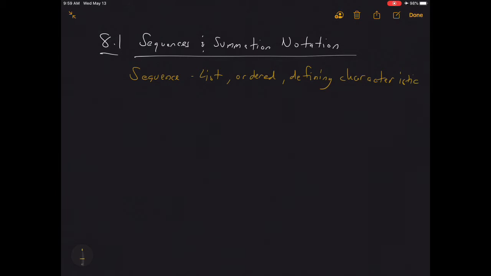I think I spelled that right. Defining characteristic. There we go. So a sequence is basically an ordered list. That's the easiest way to think about it. It's an ordered list, but it's got some kind of a defining characteristic, some way for us to be able to define it.